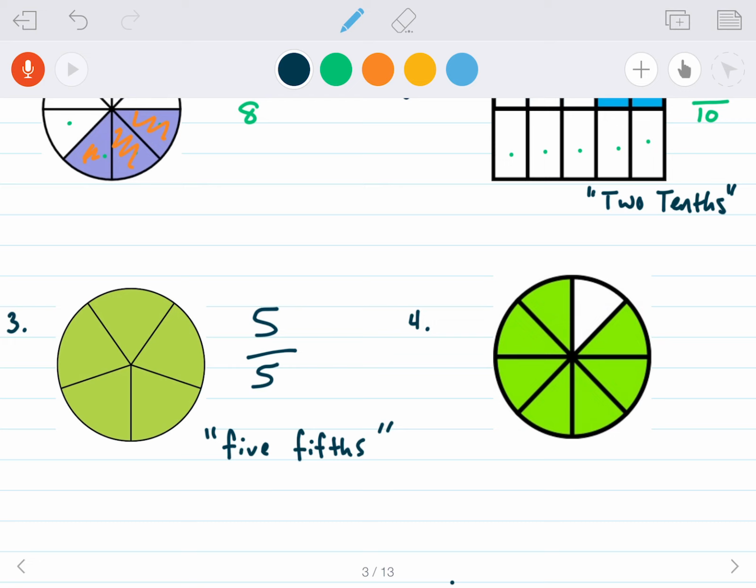All right. Looking at this last one, we have 1, 2, 3, 4, 5, 6, 7, 8 total parts. And how many are shaded? 7. So how do we say this in words? On top, we have 7. On bottom, we have 8ths. Okay?